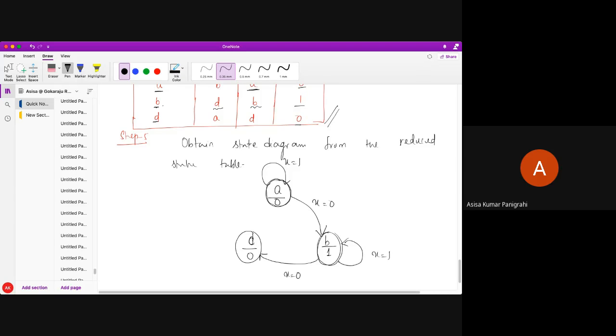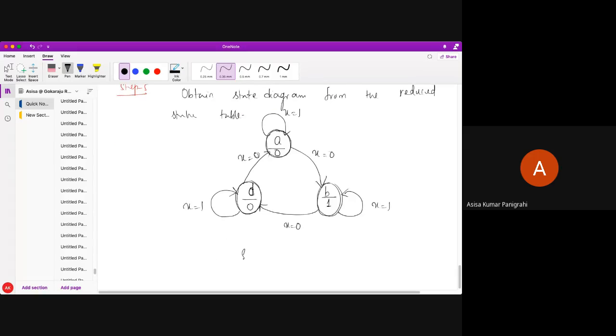Now I am going to the next state, which is D. My next present state is D. I am here now. For input x equal 0, where am I going? A. So this is x equal 0. For input x equal to 1, where am I going? Into D only. So this is my x equal to 1. Understand? This is the final state diagram, students. Any doubt on this? Please let me know.